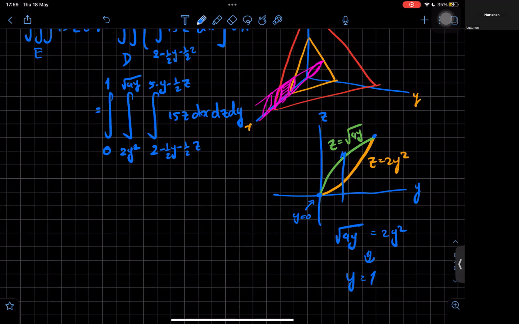You get the integration. Now it's just a calculation, a very straightforward calculation, but very long. If you try, you will get 49/2. You try to do the calculation by yourself. Just do dx first, then dz, and then dy.